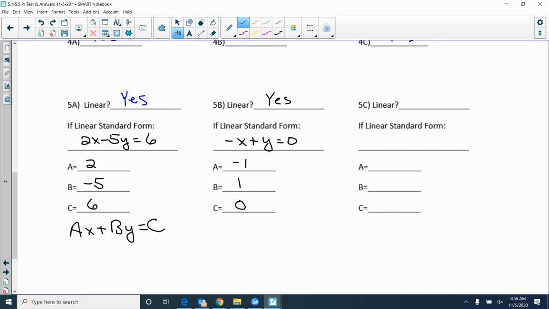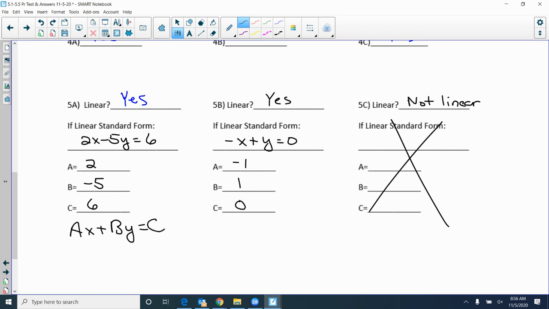All right, so 5C, as you're looking at it, it says x squared plus y squared equals 9. For that one, Grant, what about that one? Is that linear? No. So it is not linear. You're done. You don't need to do any of the other parts. Boom, stop. Nothing else. So that is not linear.